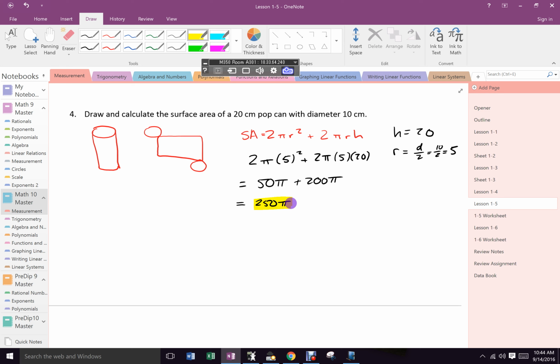Everybody cool? Can you leave it like that? Yeah. How would you fix that on your calculator? You would go 250 times your pi button and get something like 785.